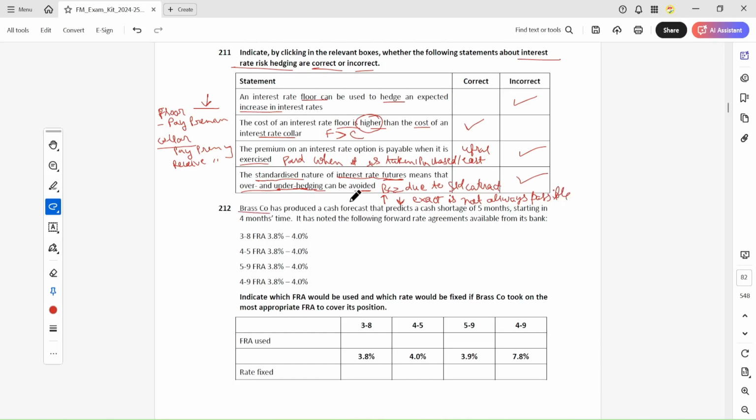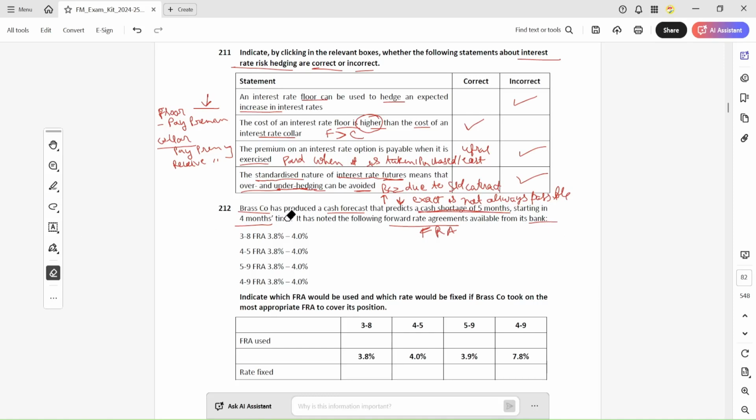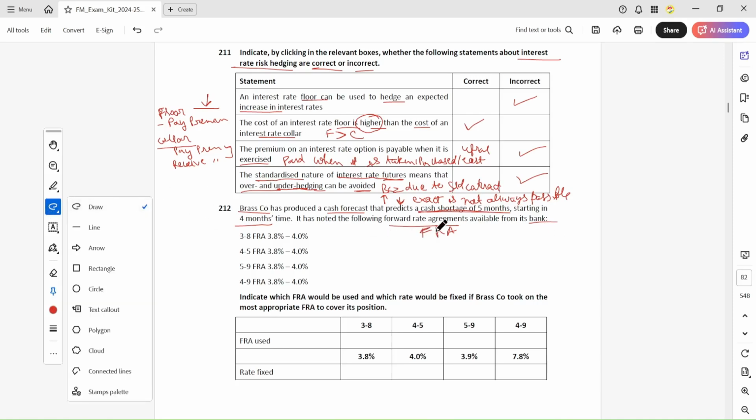Next, Brass Company has produced a cash forecast that predicts a cash shortage of 5 months. Cash shortage, how long it will stay? 5 months, starting in 4-month time. It has noted the following forward rate agreement, FRA, available from the bank. It is an OTC, so you don't need to worry about this.